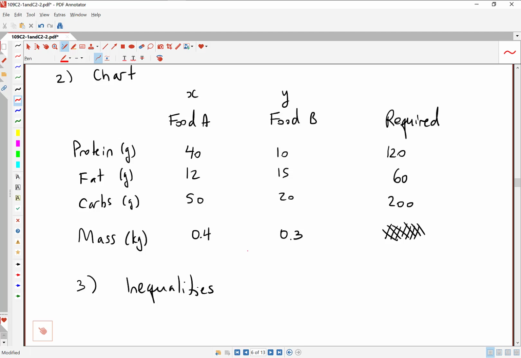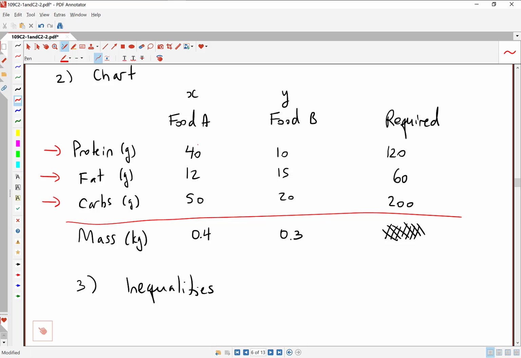So if you remember from our previous problem, basically we're going to save the bottom row of the chart for later. Bottom row is going to help us create our objective function, but all the other rows are going to lead to inequalities. So we're going to have an inequality for protein, fat, and carbs. And let's just remember the fast way to build the inequalities.